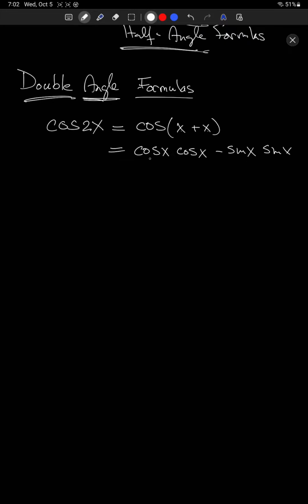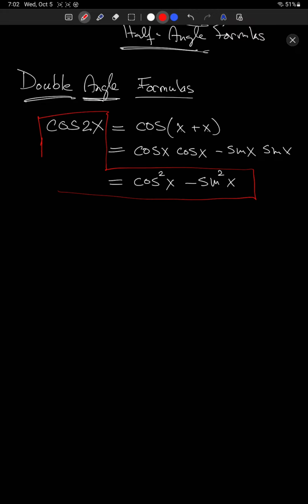Now, of course, this can be nicely simplified. Cosine times cosine is cosine squared x. Sine times sine is sine squared x. And that's it. That's our double angle identity for cosines. So if you want to know cosine of double an angle, and you know the sines and cosines of that angle, then you're all set.